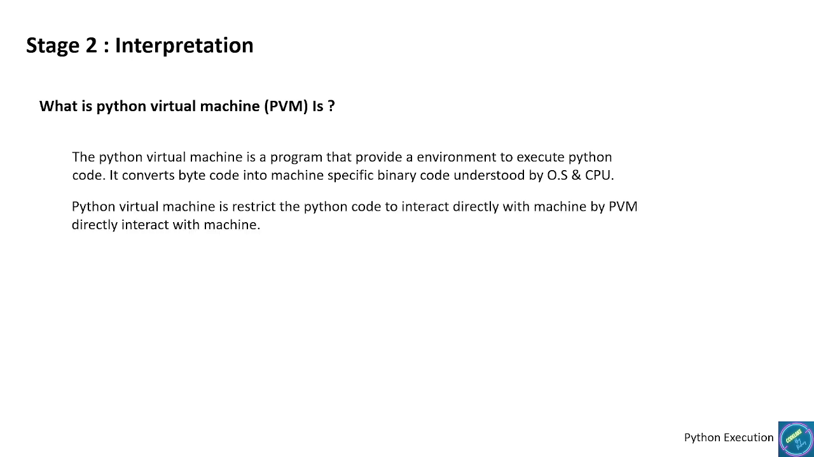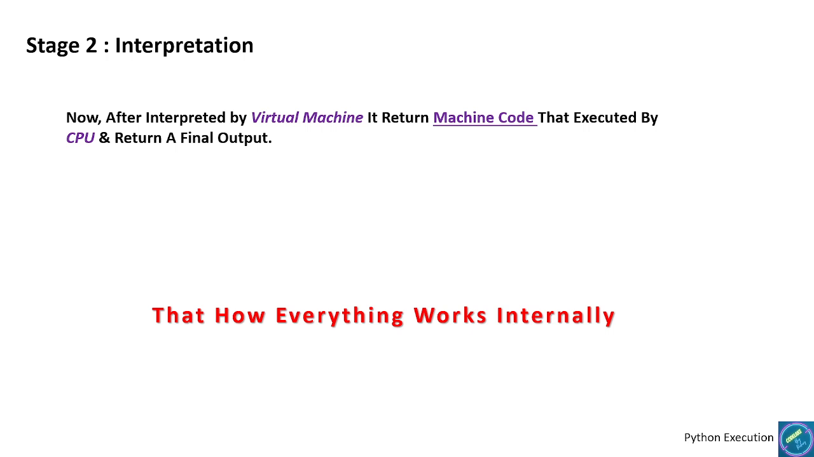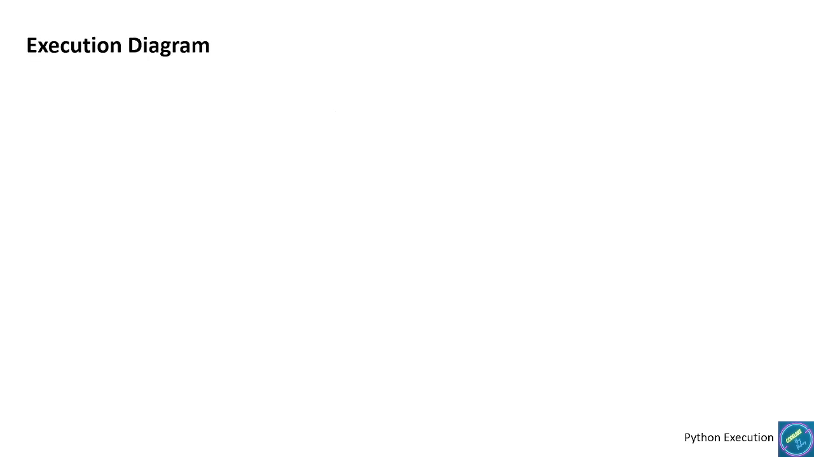The Python virtual machine restricts Python code from interacting directly with the machine; the PVM interacts directly with the machine. It makes Python a platform independent language that does not depend on any machine. Platform independence is one of the features of Python. Now, after the interpretation by the virtual machine, it returns machine code that is executed by the CPU and produces the final output. The bytecode is executed and interpreted by the Python virtual machine, and it generates machine code that is specific to the operating system, and we get the final output. That's how everything works in Python internally.